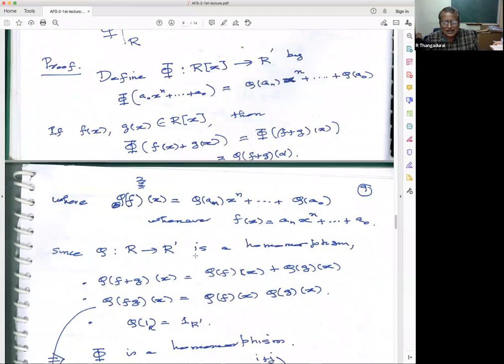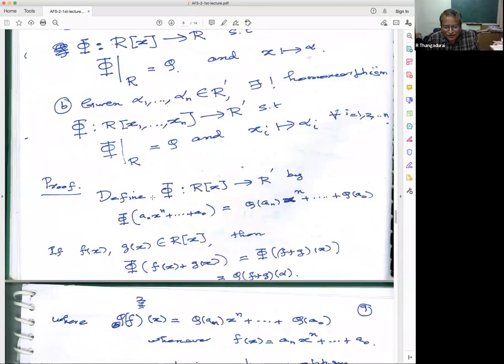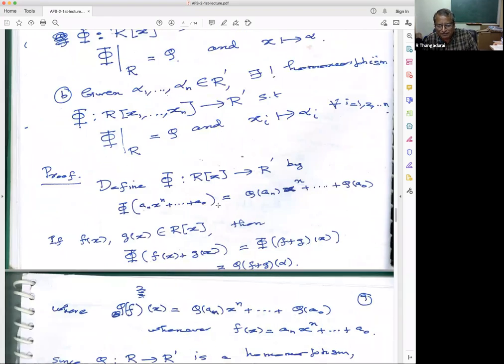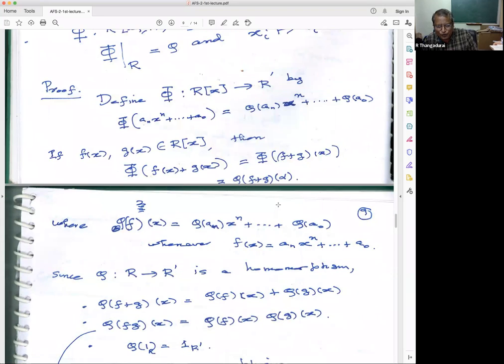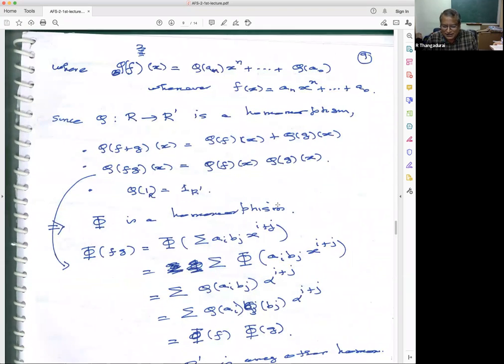I hope it is clear. It's clear, right? So what we want to prove, we have taken as a definition of that map. And we proved that whatever we defined is a ring homomorphism. Now we want to prove the uniqueness.